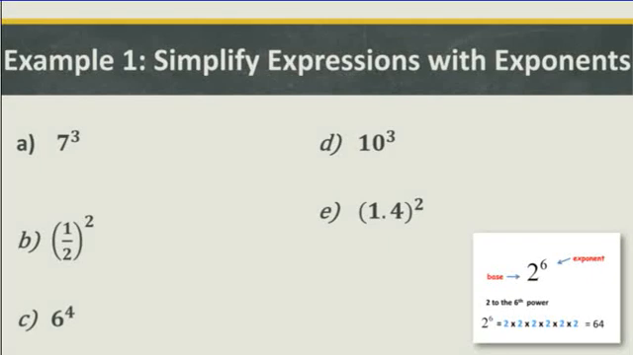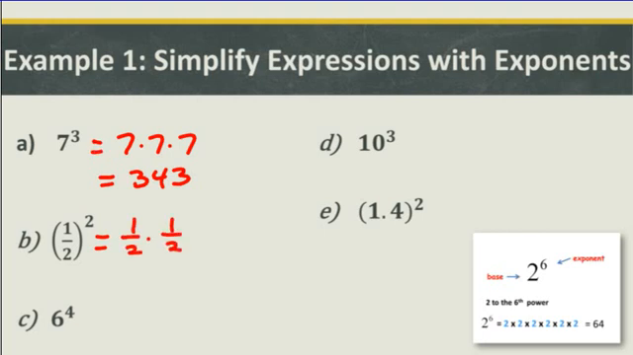7 to the 3rd power. So 7 to the 3rd power means we are going to take 7 and use it as a factor 3 times. So 7 times 7 times 7 would be 343. Letter B, one half. Since that's in parentheses and the exponent is on the outside, when we work with fractions, you have to use the base one half as a factor twice. So one half times one half will give you 1/4.